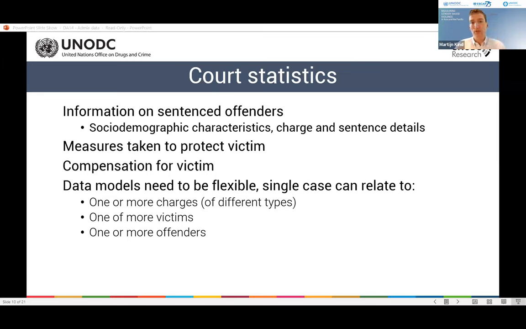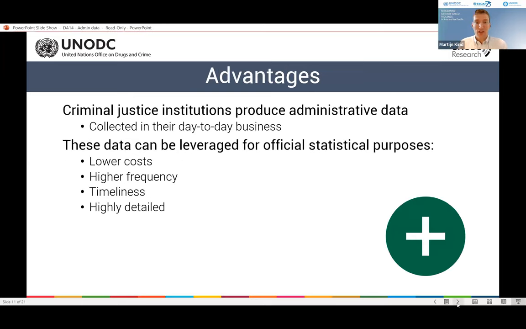Then I briefly want to mention some of the advantages of using administrative data in the next slide. So one of the advantages is of course that it is collected in the day-to-day business of these agencies. So it means that the data can be collected at a much lower cost.